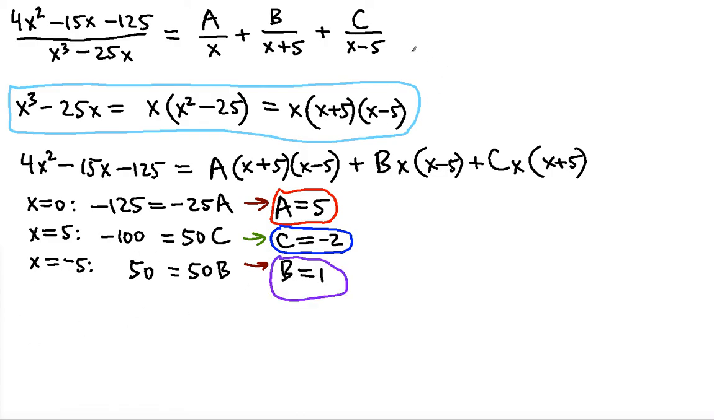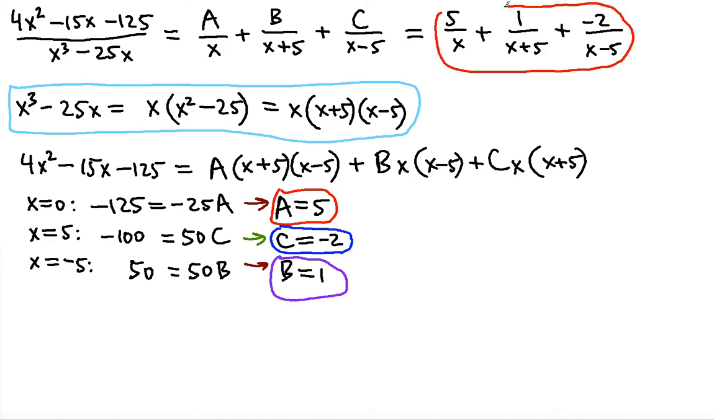Right? So as a result, you can see that it's going to be the same thing as in the previous video. 5 divided by x plus 1 divided by x plus 5 plus minus 2 divided by x minus 5. So the answer is absolutely the same using an alternate method.